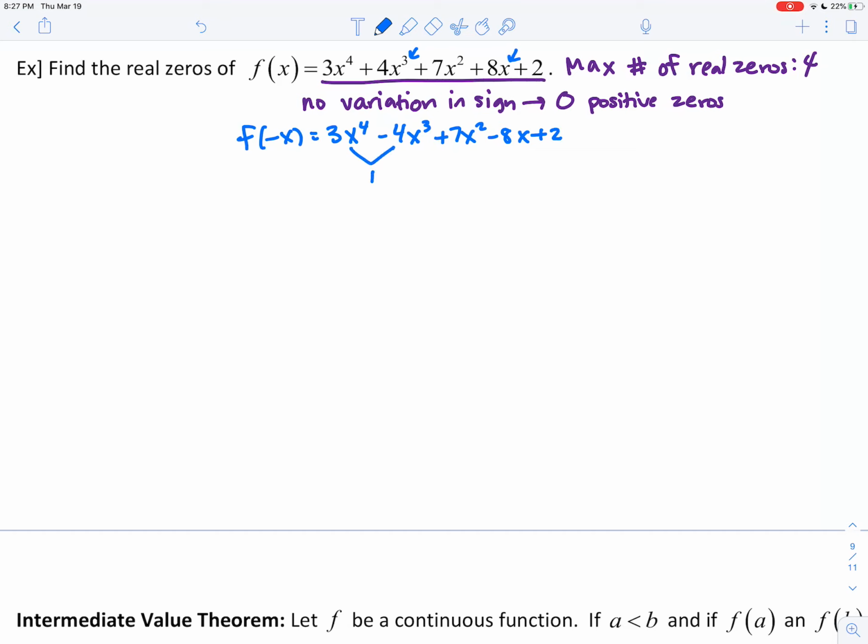So here's positive to negative, there's 1. Negative to positive, there's another 1. Positive to negative, there's another 1. Negative to positive, there's another 1. So there are 4 variations in sign. Remember that Descartes' law says that there is that number or less an even integer. So subtract 2, and we'll subtract 2 again. That gets us down to 0. So this means that there are 4 or 2 or 0 negative zeros.